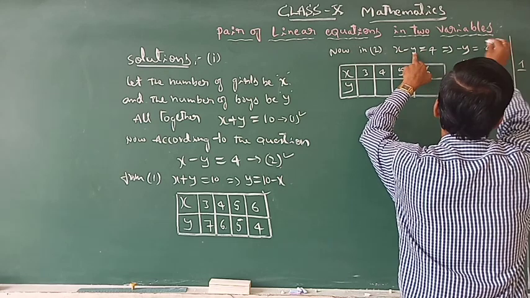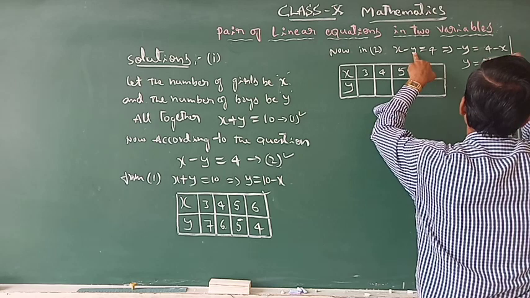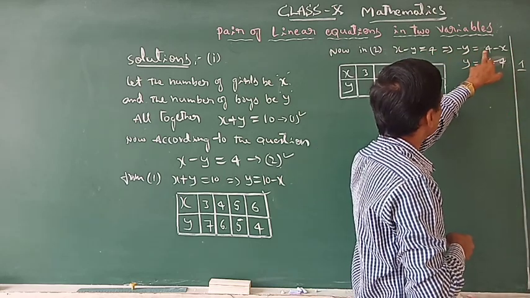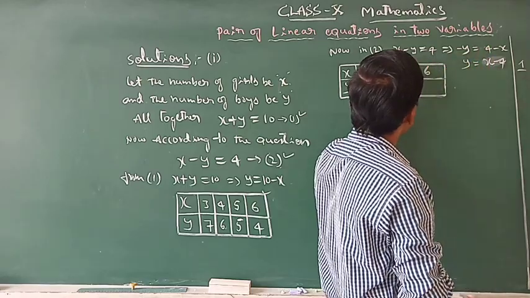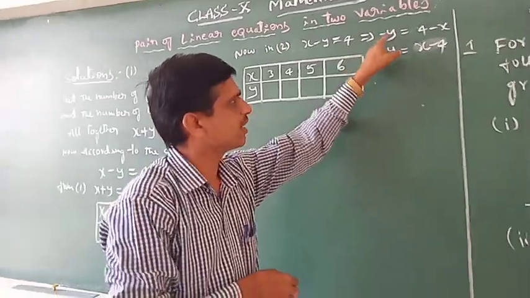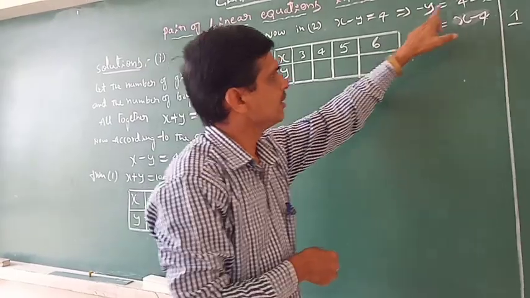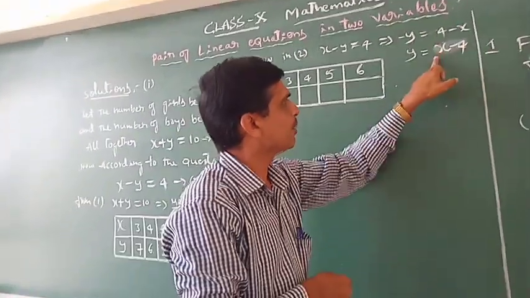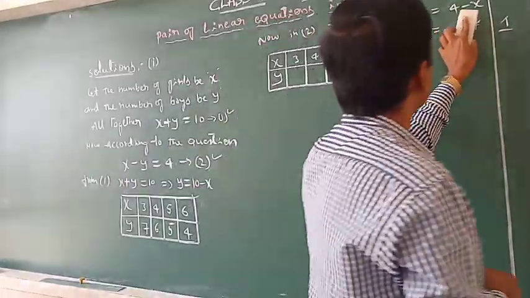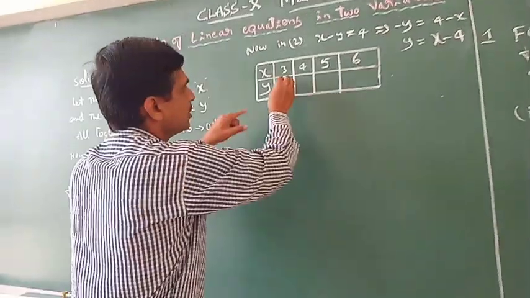Here x minus y is already 4. On transposing x to this side it becomes minus x. So in order to avoid the negative sign of the first variable, I divide by the negative sign, then automatically this becomes negative and this becomes positive. That is the equation: y is equal to x minus 4.